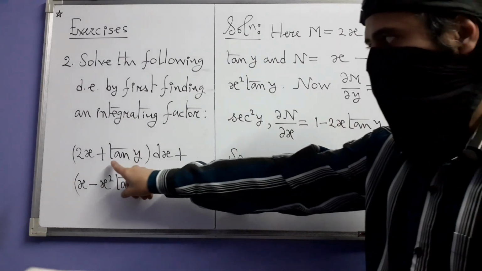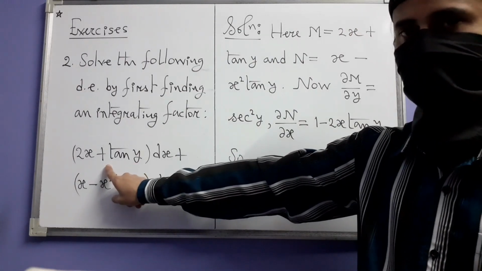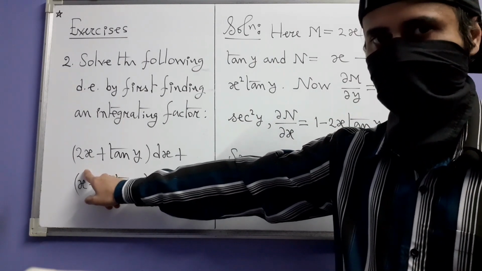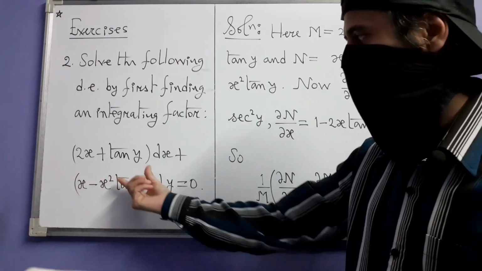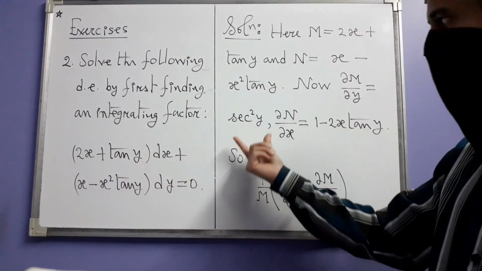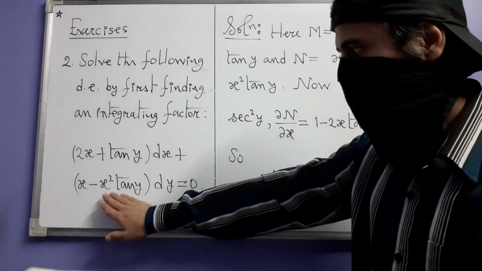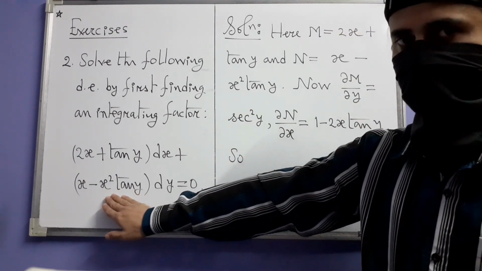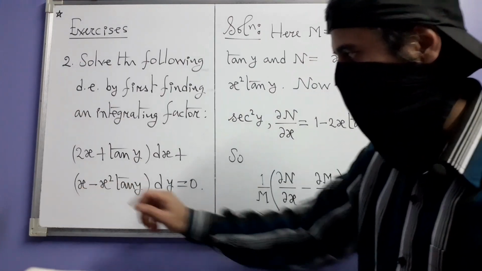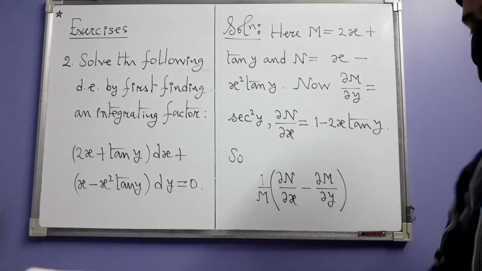What will you get if you differentiate this partially with respect to y? 2x contributes 0 because it's constant, and differentiating tan y you get sec² y. And then you differentiate this one partially with respect to x. So that will give you 1 - 2x tan y.